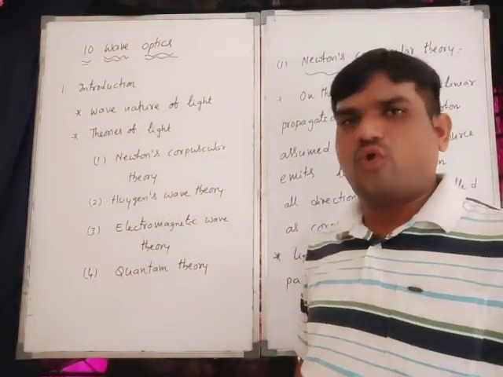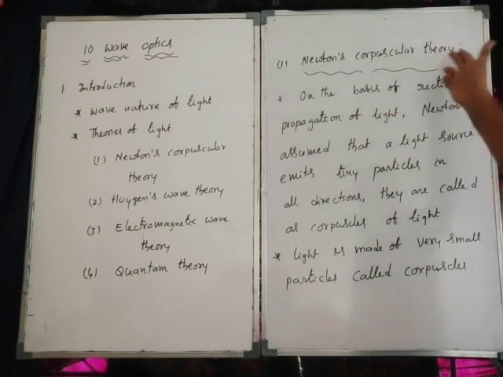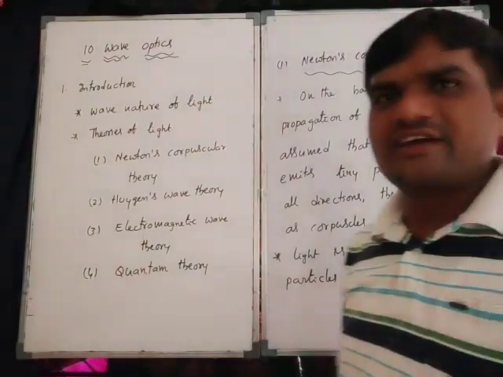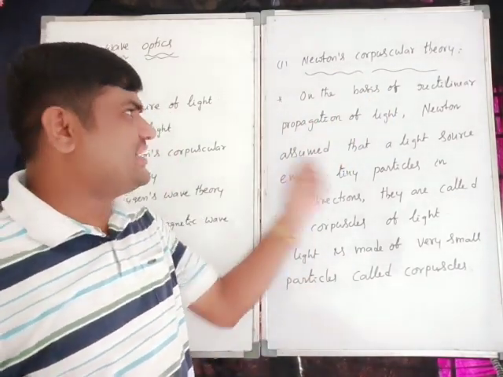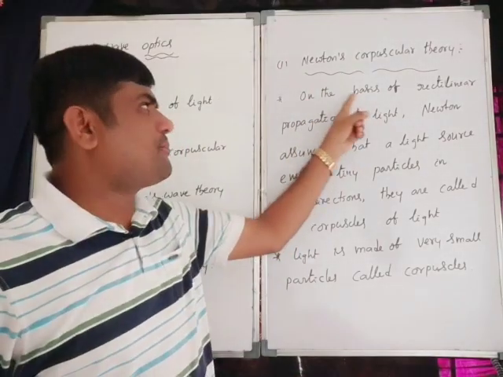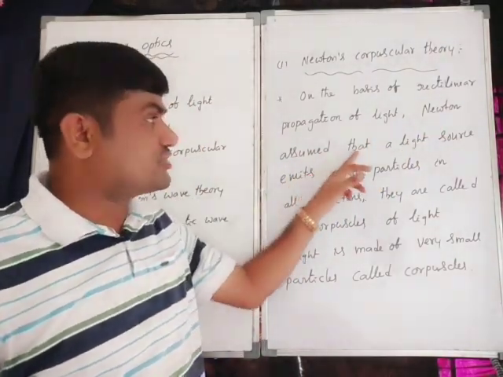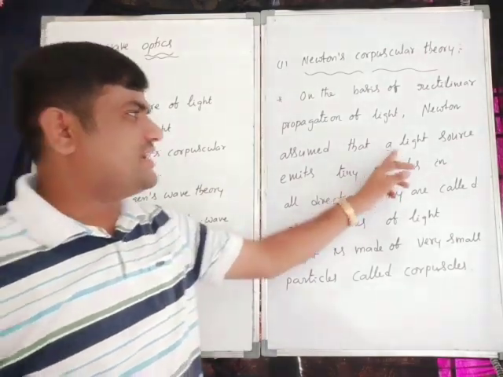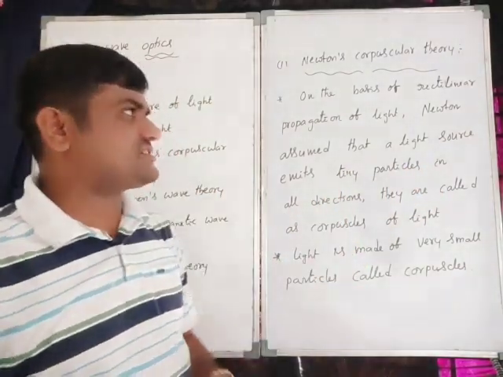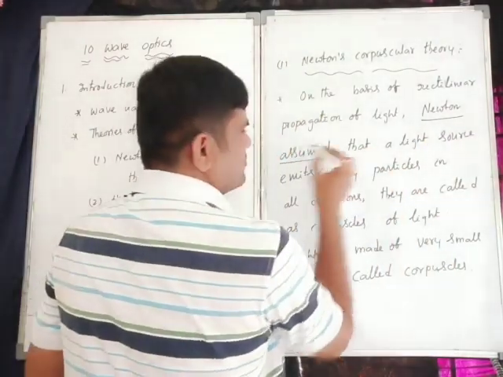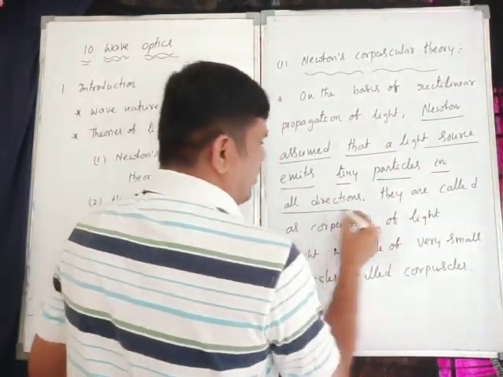According to Newton, what is his assumption? First, Newton's corpuscular theory is given in this manner. On the basis of rectilinear propagation of light, Newton assumed that a light source emits tiny particles in all directions. This is a very, very important point.